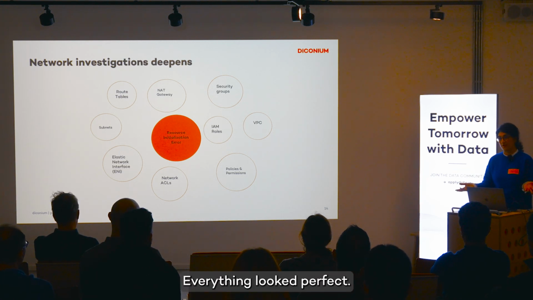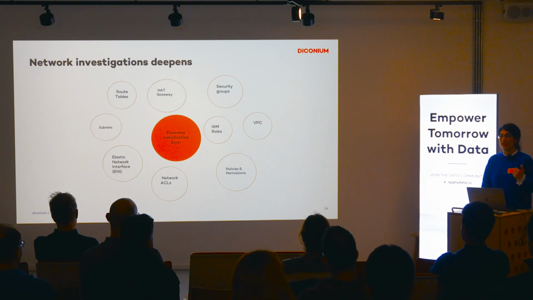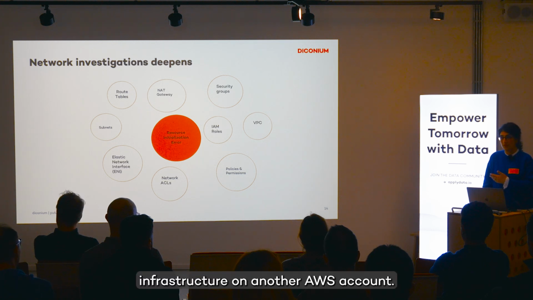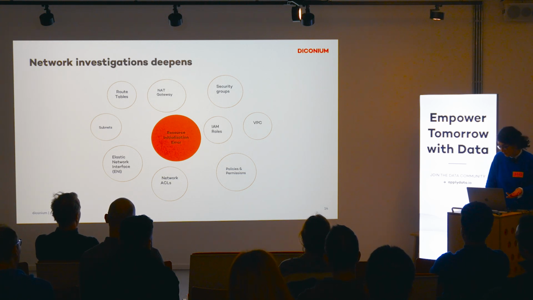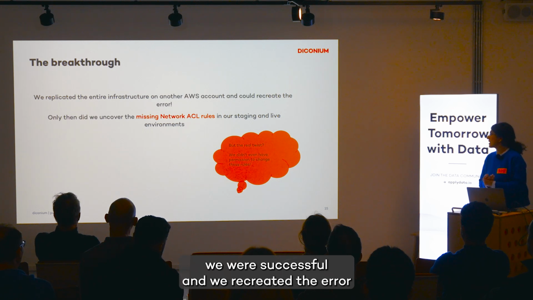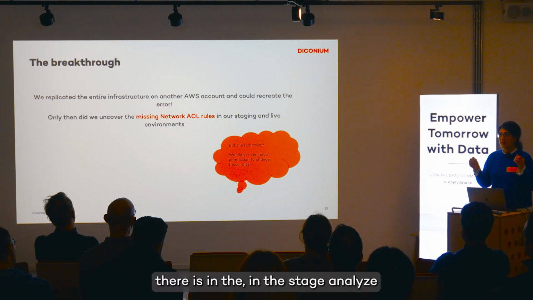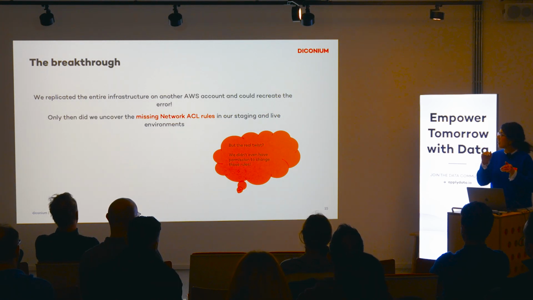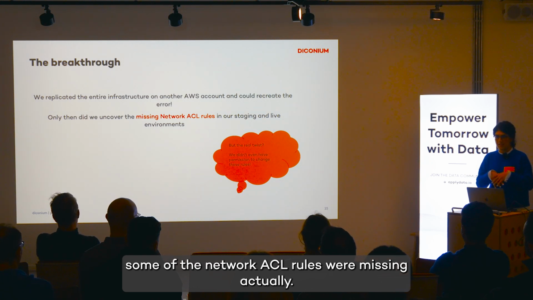Everything looked perfect. So then what we did, we tried to replicate the whole infrastructure on another AWS account, to see if we can recreate the error. We were successful, and we recreated the error, and we saw that in the staging and live, some of the network ACL rules were missing, actually.